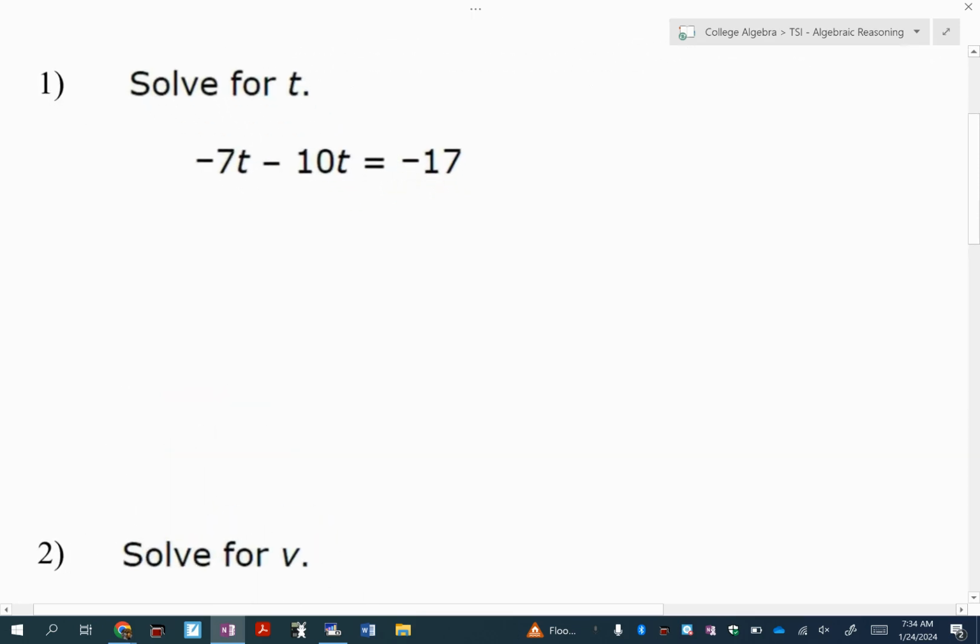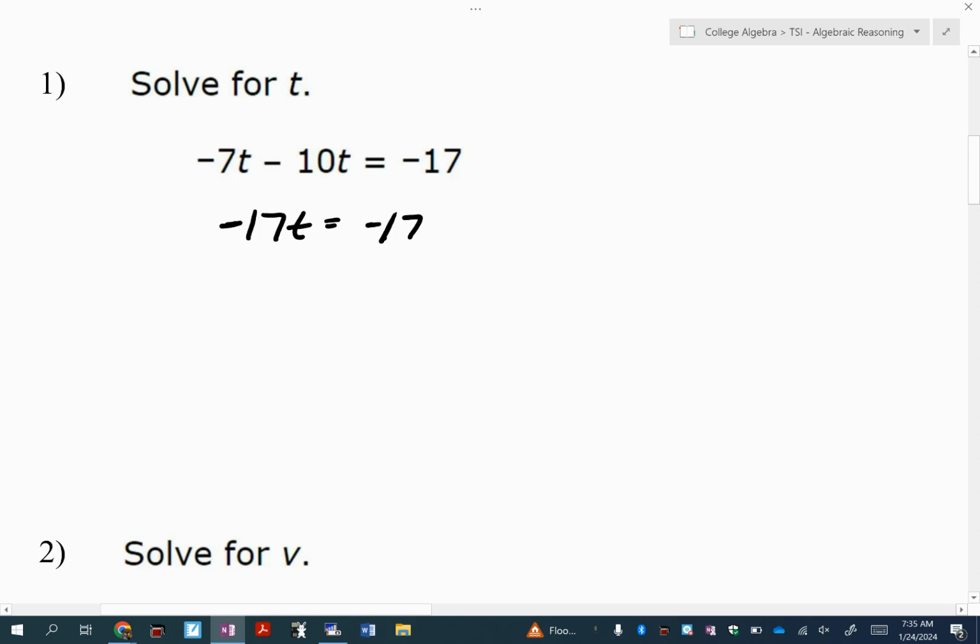So for this first one, if you read this, you have negative 7t minus 10t equals negative 17. What do you notice about the left side of the equation? Excellent, Hector. They're both t's. So if you have t and t here, what should I do with negative 7 and negative 10? Combine them. So what is negative 7 and a negative 10 added together? Negative 17t. Nice.